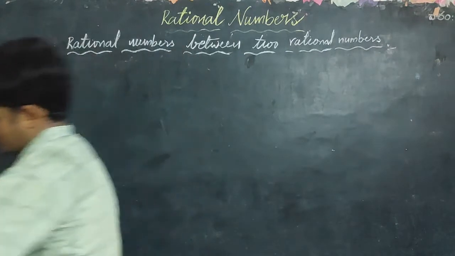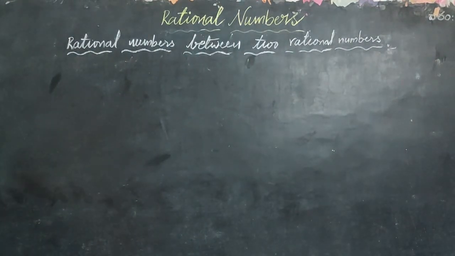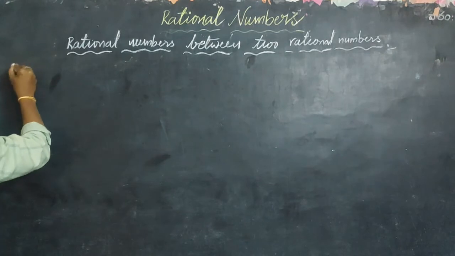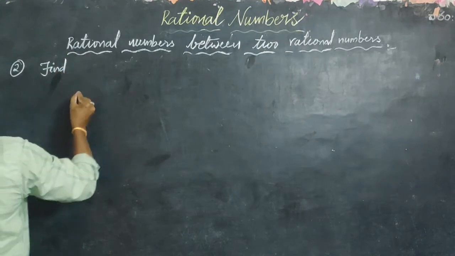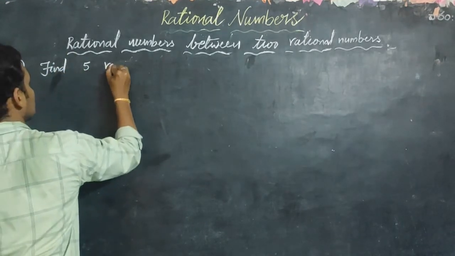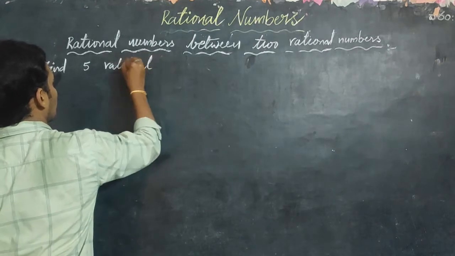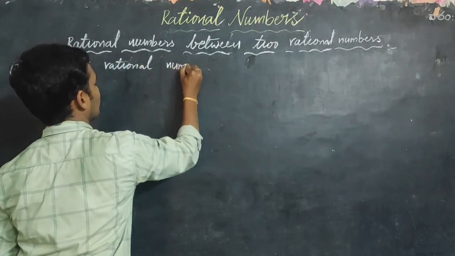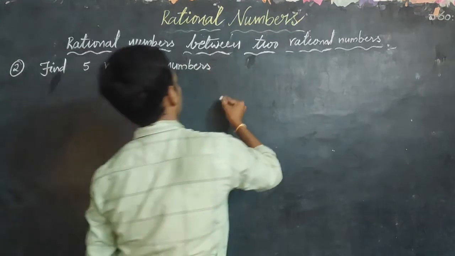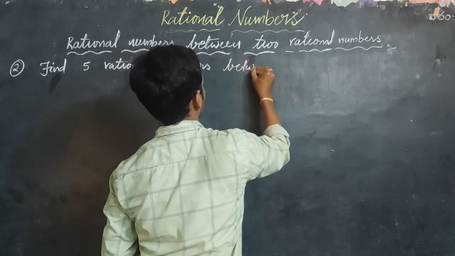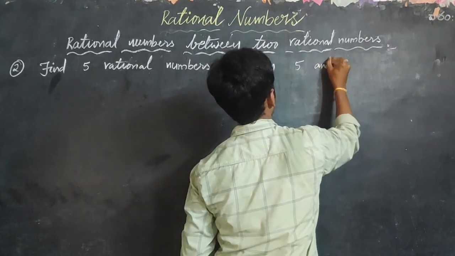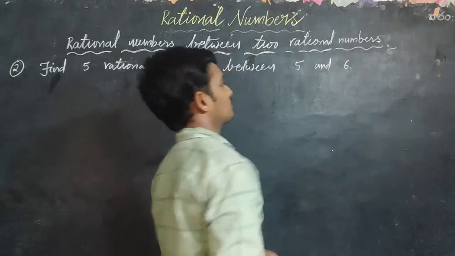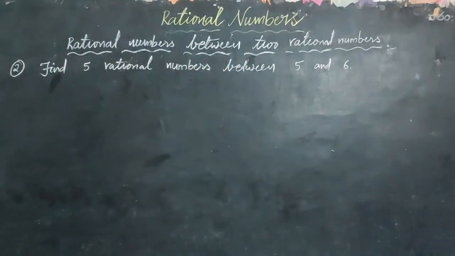Now, we will discuss a bigger problem. Find 5 rational numbers between 5 and 6. This is the question. Find 5 rational numbers between 5 and 6.